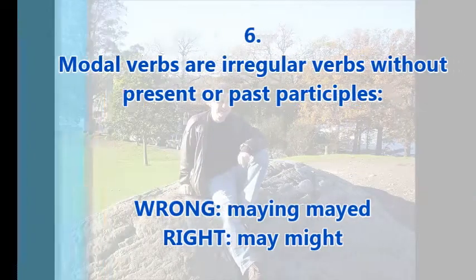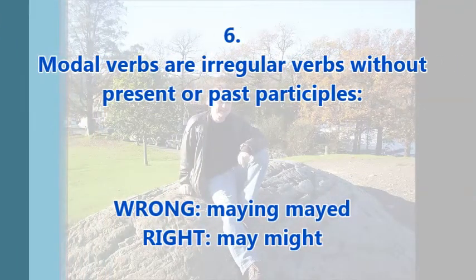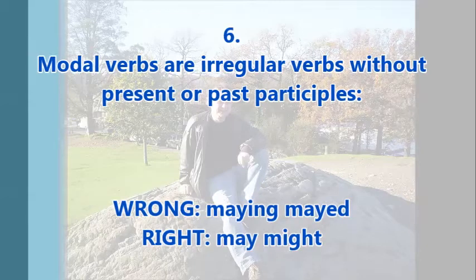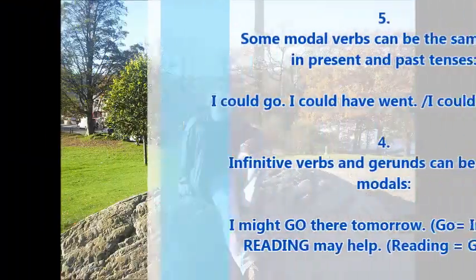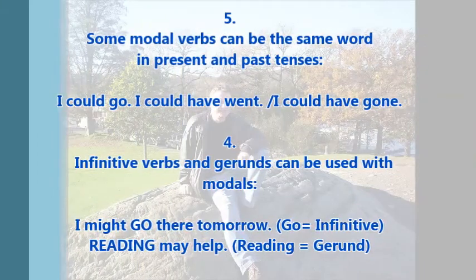Number 6. Modal verbs are irregular verbs without present or past participles. So wrong is maying and mayed, and right is may and might. Some modal verbs can be the same word in present and past tenses. I could go, I could have went.